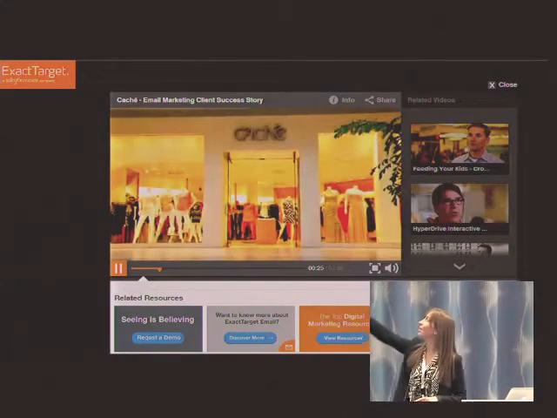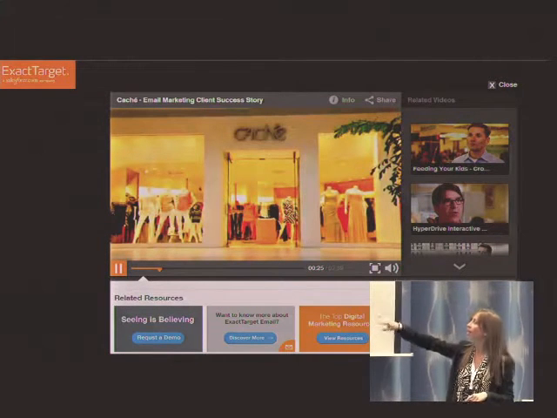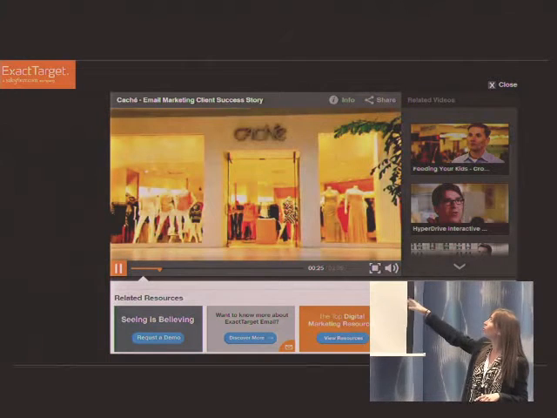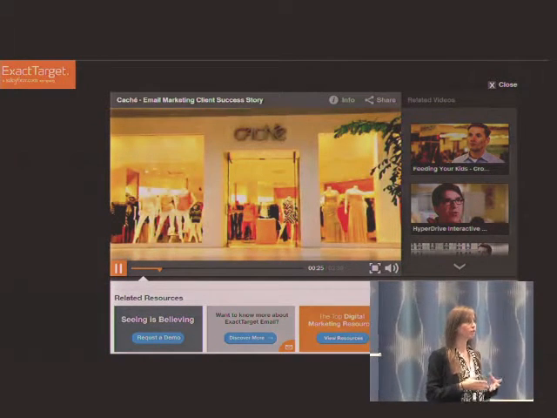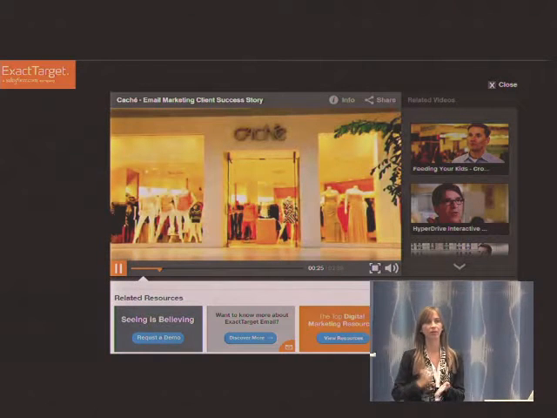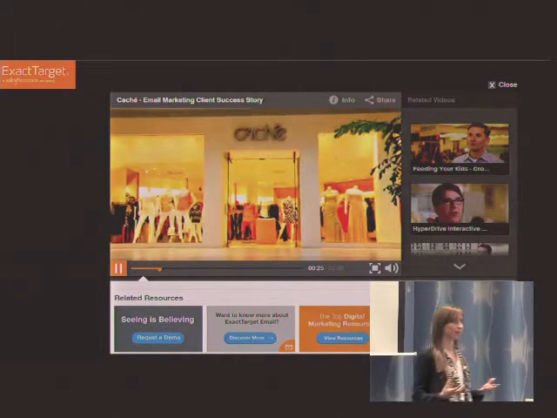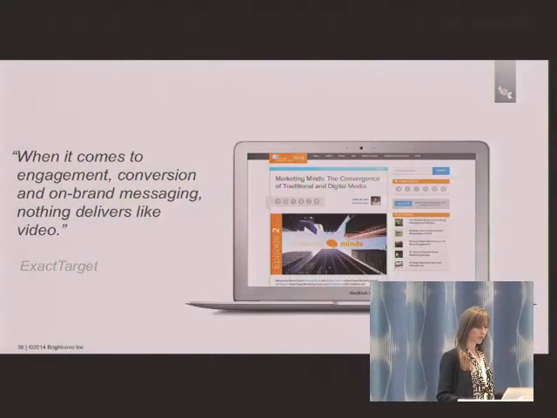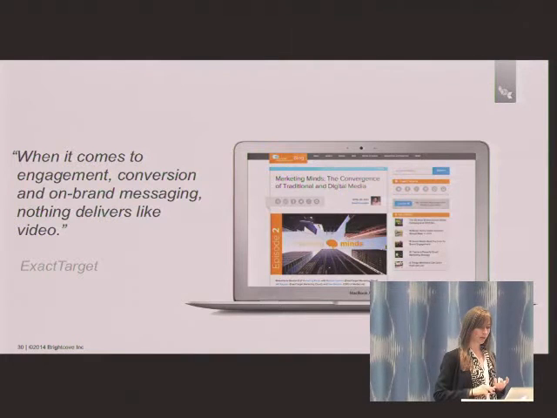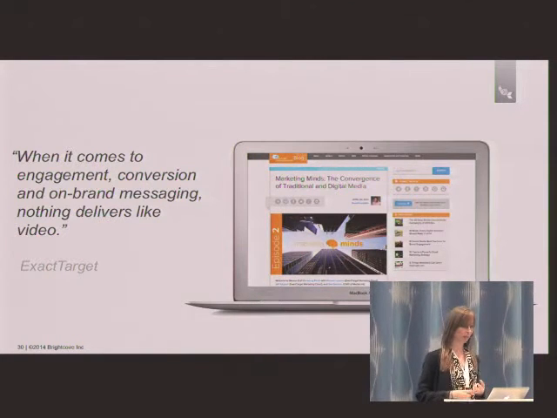Once you see the actual video player itself, it's customized to match the look and feel of their site. There's additional related resources and related content that they showcase around this content. Just by doing this, if you get a user to click through and watch content, it's already driving them to a next step. It's already telling them that there's more to see, there's more to do. So working with them, they said, when it comes to engagement, conversion, and on-brand messaging, nothing delivers like video content.